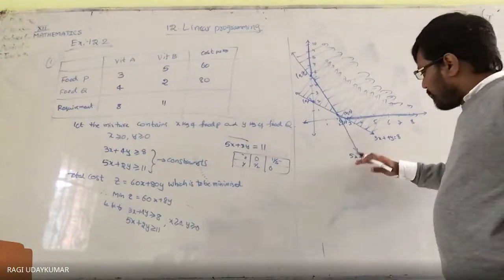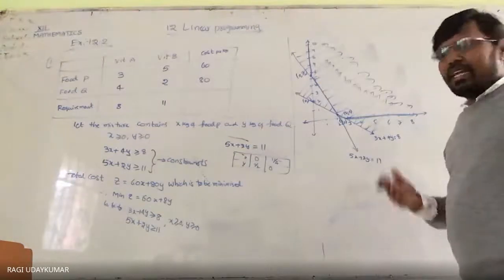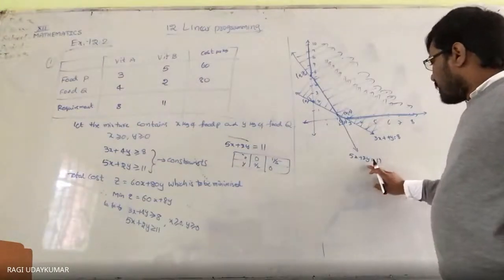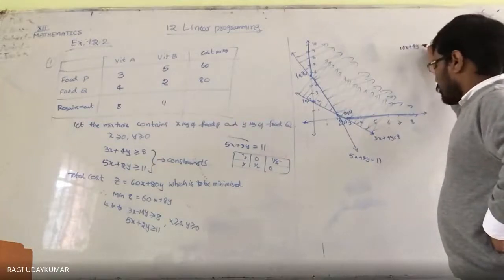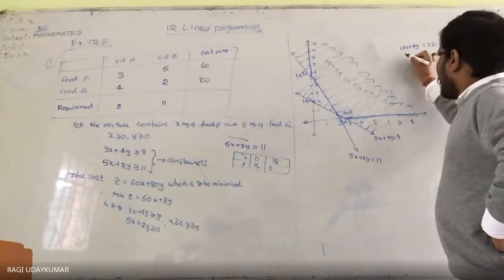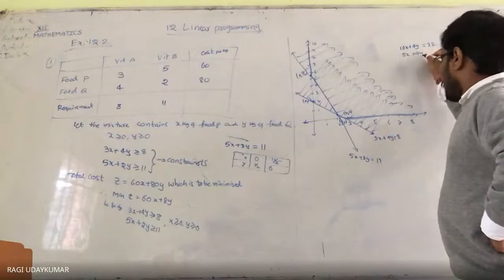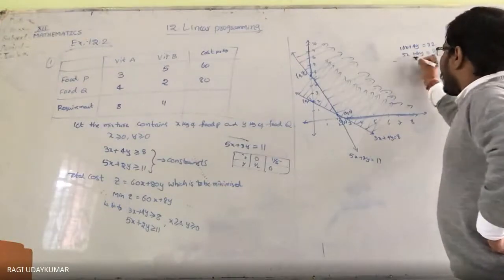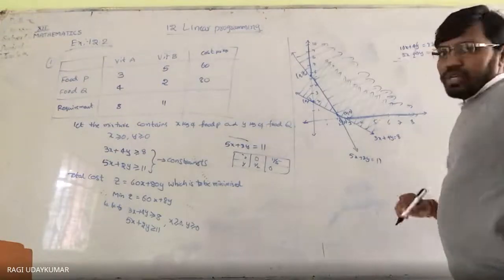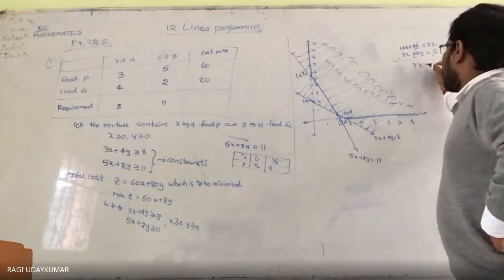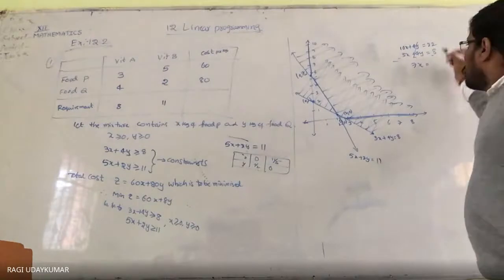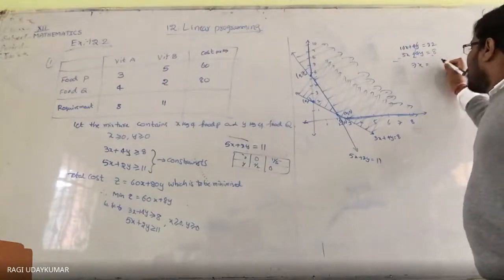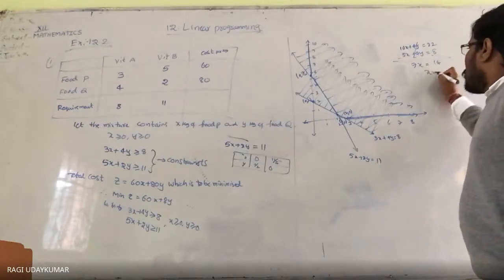So if you solve in any method, suppose you multiply this one by 2, you get 10x plus 4y is equal to 22. Here you have 3x plus 4y is equal to 8. Minus, minus, minus, these two cancel. Then we get 7x is equal to, subtract and the x value comes. 22 minus 8 is equal to 14. So x is equal to 2.